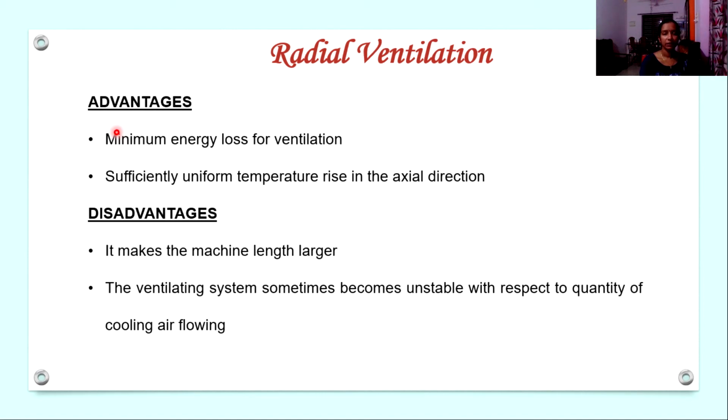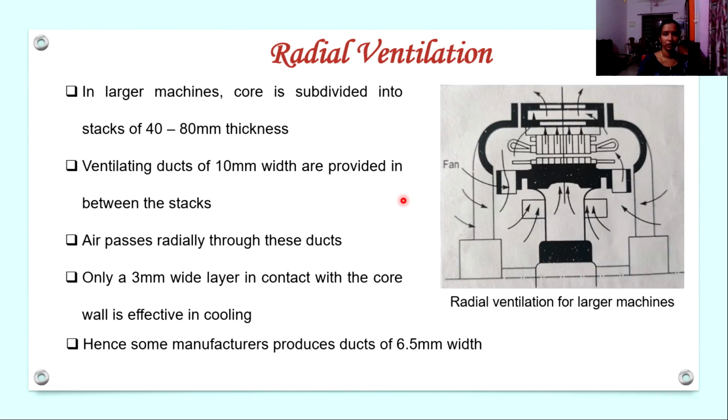So the advantages. First one, minimum energy loss for ventilation. We have already said that in radial ventilation, due to the centrifugal movement of the rotor, air can naturally enter into the machine. So we have to spend very little energy for the ventilation process. Next one is sufficiently uniform temperature rise in the axial direction. Air is uniformly entering from both the sides, so the temperature rise in the axial direction will be uniform.